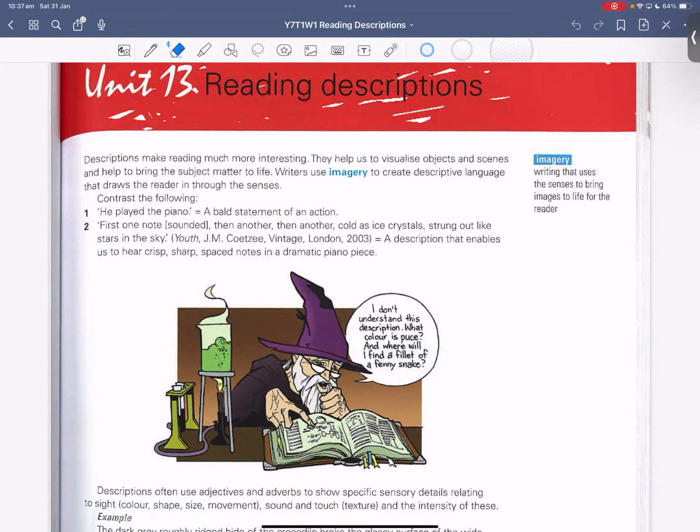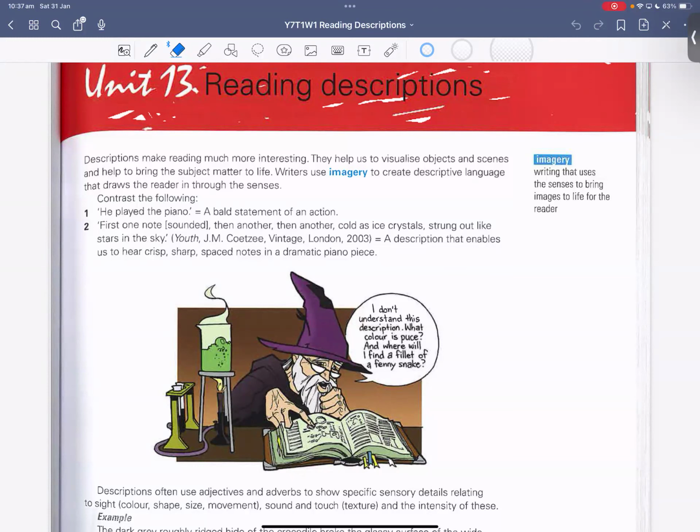So here they've given you a poor example of description. He played the piano. That just seems like a simple sentence, but now when we write, we want to make sure that we write descriptive sentences, okay, that are more unique. So here is a really good description. First, one note sounded, then another, cold as ice crystals, stung out like stars in the sky. Much more interesting than he played the piano, okay? But not everyone can write at that level yet. And that's what we are going to practice doing.